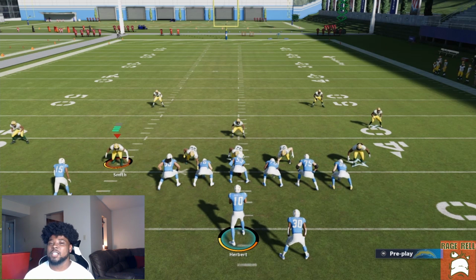Again, I'm in the Seattle Seahawks playbook, but you can actually just use this with any playbook that has trick, tight end, offset, because just about every single trick, tight end, offset has this particular play in it.